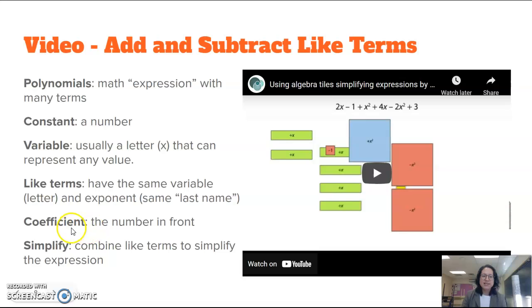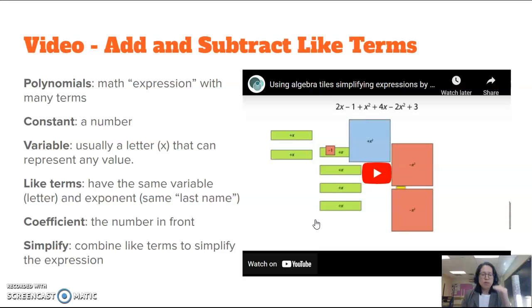So you'll notice that it doesn't matter what the coefficient is. The coefficient is the number in front of the variable. So it doesn't matter what the first name is, that's like the coefficient. This 2x and this 4x are alike, and they're part of the same family, and we can add and subtract them, okay? We cannot add or subtract this 4x with this 2x squared, okay? And so what we're doing here is we're simplifying. In math, in this case right here, we're combining like terms to simplify the expression, okay?